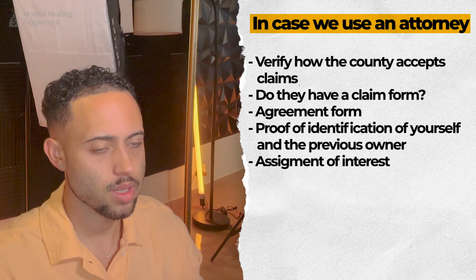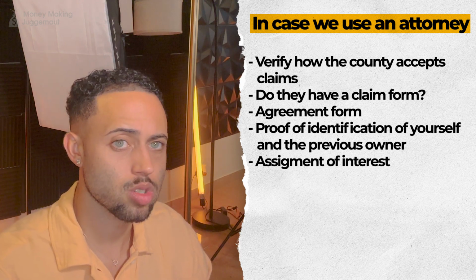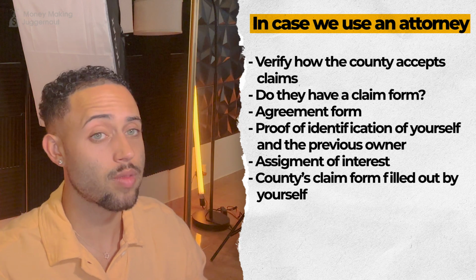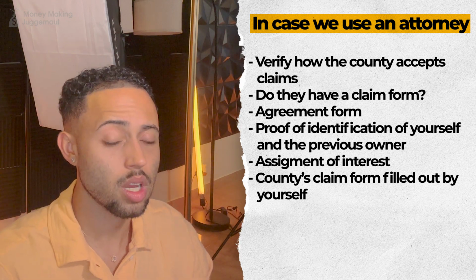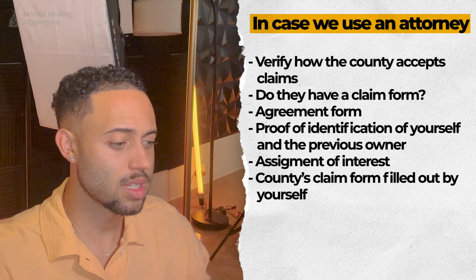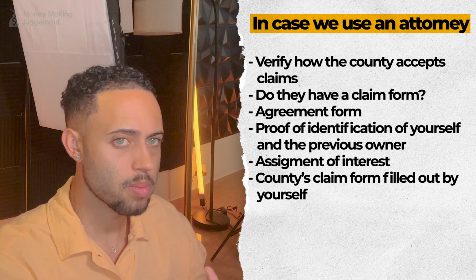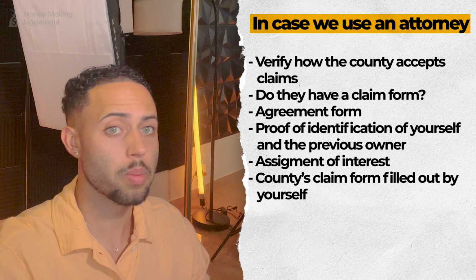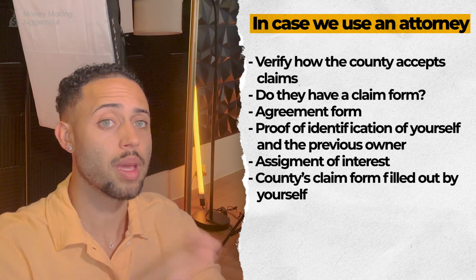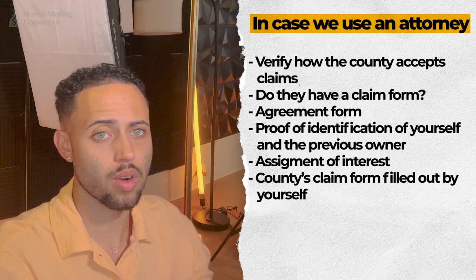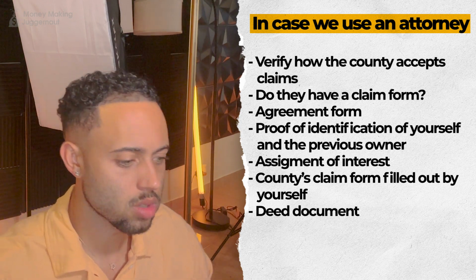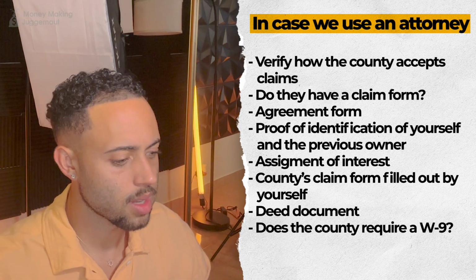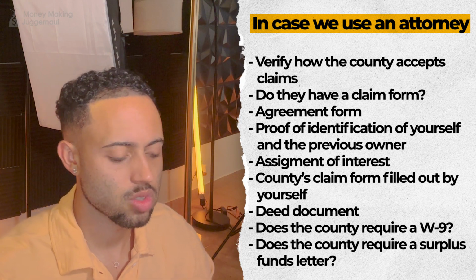Assignment of interest, okay? Make sure that you have that assignment of interest notarized. County's claim form filled out by you because now that's your claim. So it's going to be your company's name in parentheses via assignment from client's name. So it'll be, for example, Prestige Family Assets Group in parentheses via assignment from John Smith. Deed document showing that the previous owner was the previous owner. Does the county require a W-9? And does the county require notice of surplus funds letter?